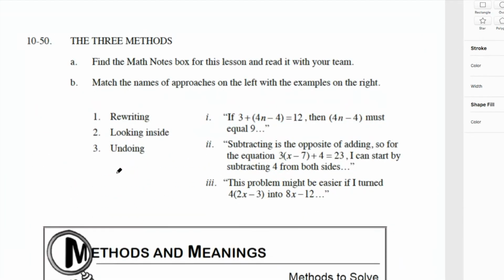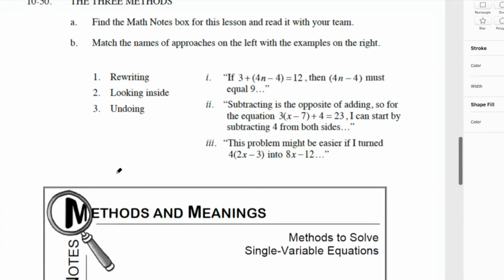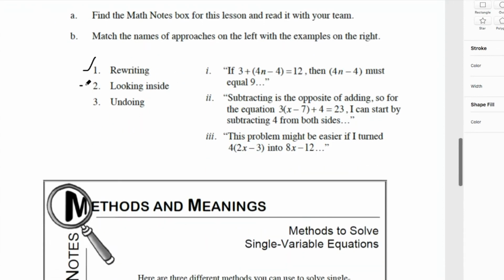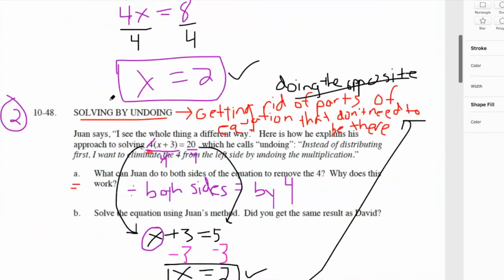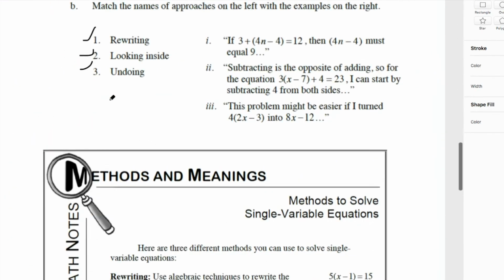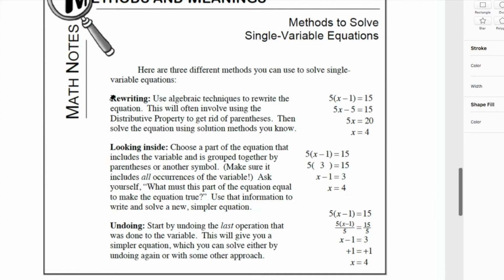Okay, so it says the 3 methods here. Find the math notes box for this lesson, read it with your team, match the names of the appropriate approaches on the left with the examples on the right. We have rewriting, we have looking inside, we have undoing. Hopefully you get what those 3 things are right now. We just talked about them. I think I explained it relatively well too. So if you watch the whole video, I think you're just like, I get this. This isn't too hard. But just in case, you just make sure you read this down here below.